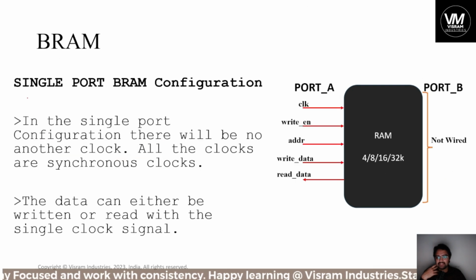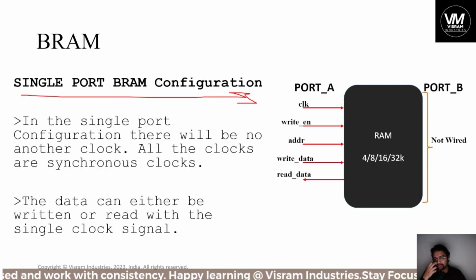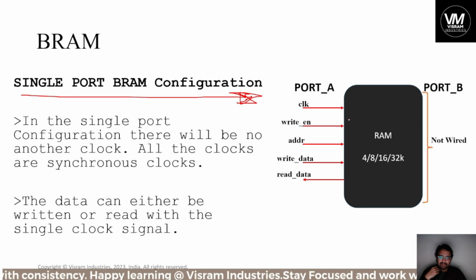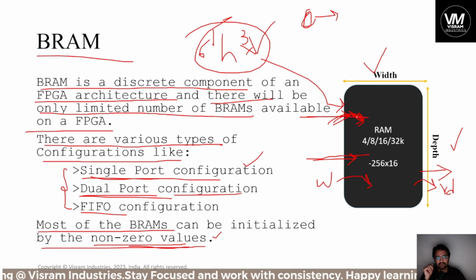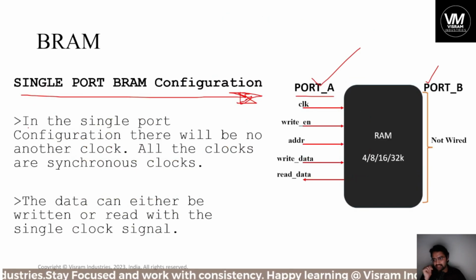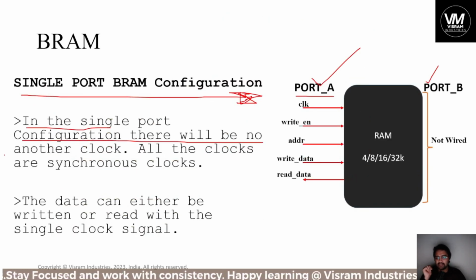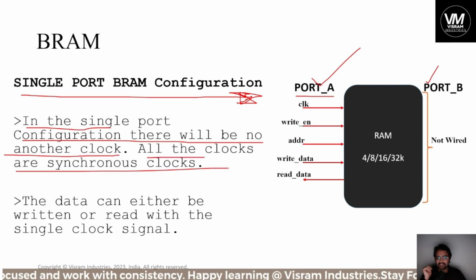Then, how does the single port BRAM configuration look? For any RAM, you have port A and port B. Let us assume you have two ports at two ends. That is what I have designed here: a single port, and two ports means two sides. Let us consider the single port configuration. There will be no other clock, all the clocks are synchronous clocks. There will be only one clock. At one particular point of the clock you can either only write or only read.